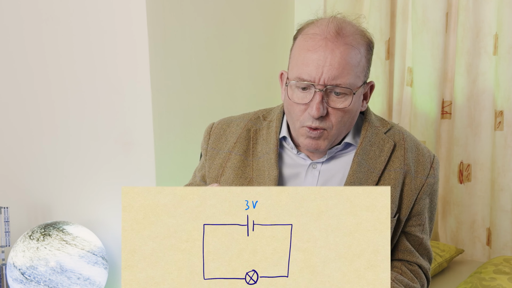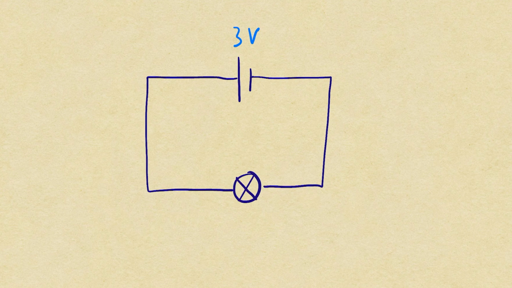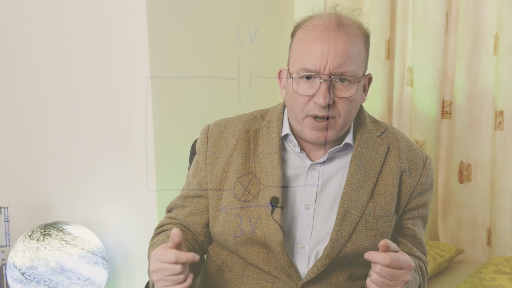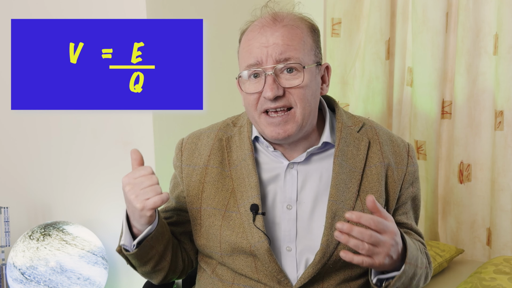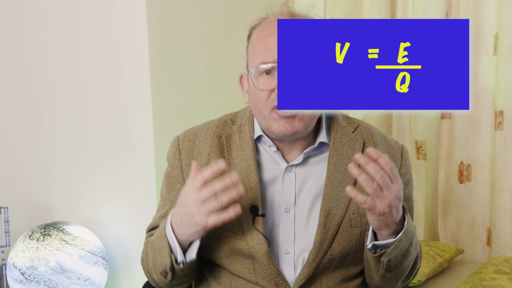Look at this circuit. We have a cell supplying 3 volts. This means that for every coulomb of charge moving through the cell, the charge gains 3 joules of energy. The lamp also has a potential difference of 3 volts across it. That means it takes 3 joules of energy for every coulomb of charge that passes through it. In equation form, it looks like this. Voltage is energy over charge, or V is E over Q. Let's use this equation in a couple of examples.